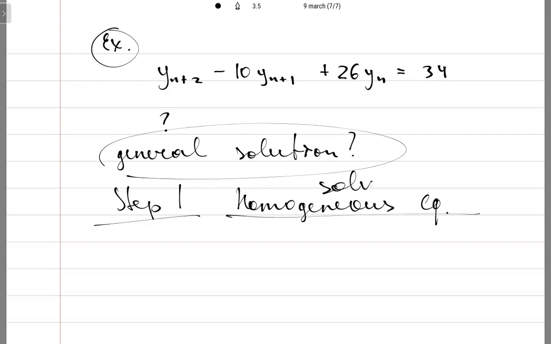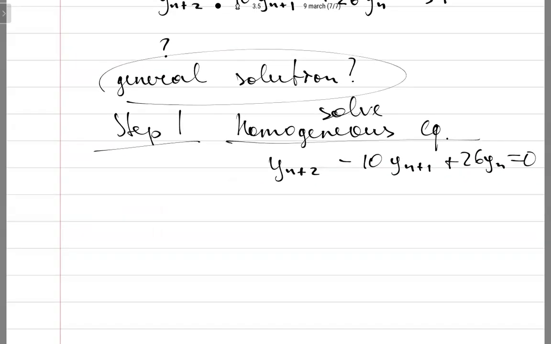First step, we solve the homogeneous equation. That is y_{n+2} minus 10 y_{n+1} plus 26 y_n equals 0. And then you are completely right. As if we were in middle school, we know about geometric progressions, and we just guess that y_n is lambda to the power n.